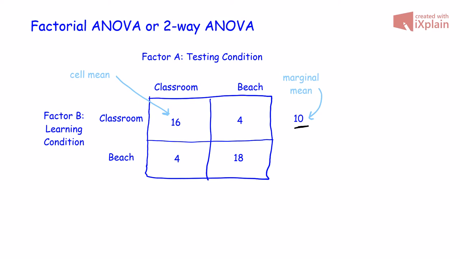on average, the number of things people recalled, the number of things they remembered during testing, their score, their DV, their average score was 10. I should have mentioned that the dependent variable, these numbers, represent the average number of things that people recalled, their score on the test. How many things did they remember? Okay, and 10 is another marginal mean, and 11 is another marginal mean. So 11 is the average of these. This 10 is the average of these. This 11 is the average of these.